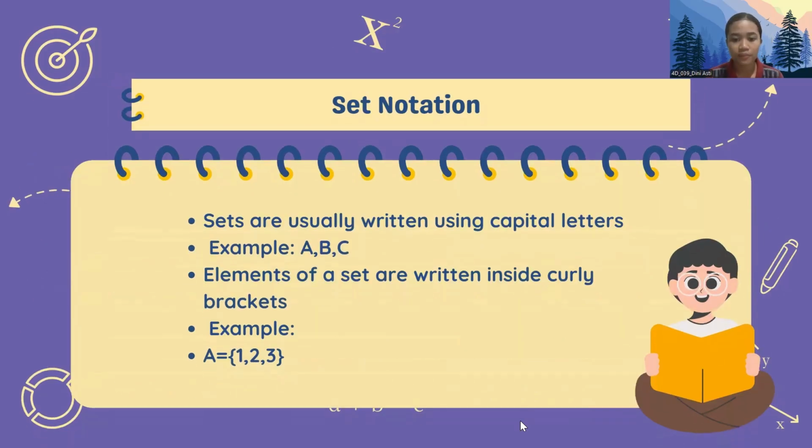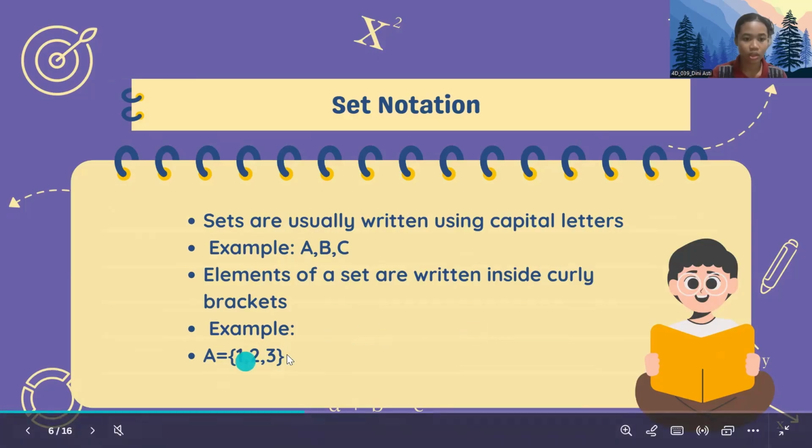Next, in terms of set notation, sets are usually written using capital letters like A, B, or C. The elements are written inside curly brackets. For example, look at this.